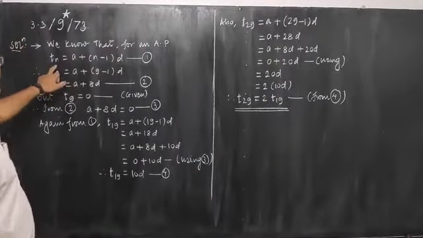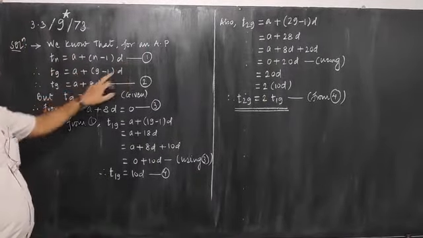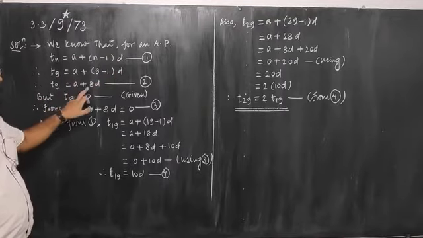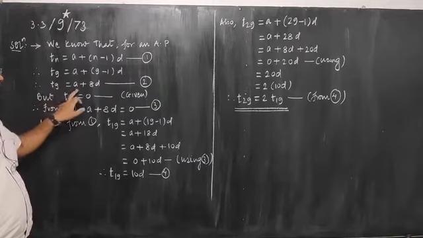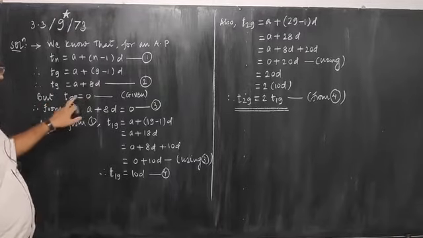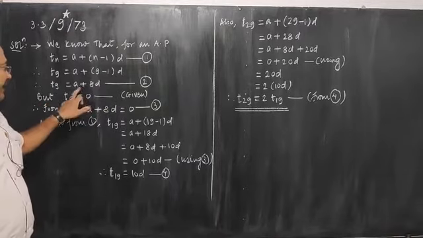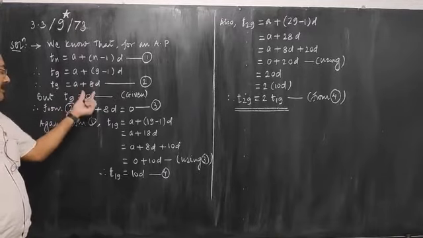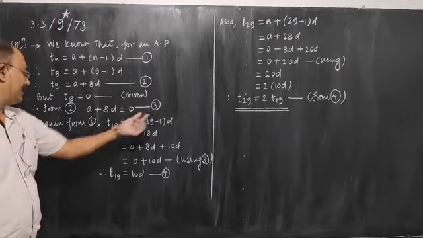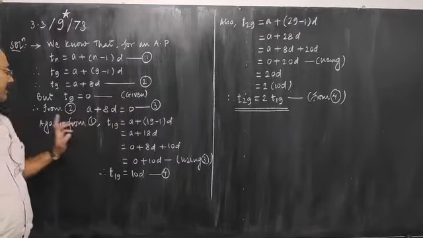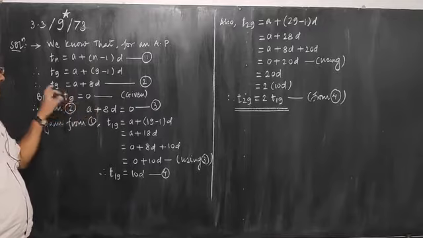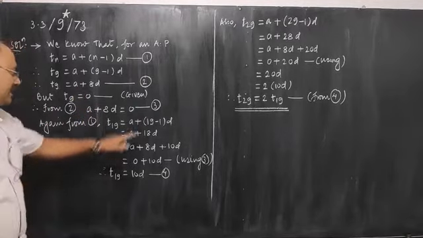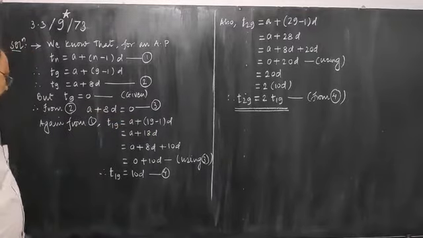We know that for an AP, Tn is equal to a plus (n minus 1) d. Therefore T9 will be equal to a plus (9 minus 1) into d, that is a plus 8d. So T9 is equal to a plus 8d. लेकिन T9 तो 0 दिया है, इसका मतलब a plus 8d कितना होगा? 0 होगा. So T9 is equal to 0, that means a plus 8d is equal to 0, using equation 1. Interchanging the sides, we are giving this as equation number 3.